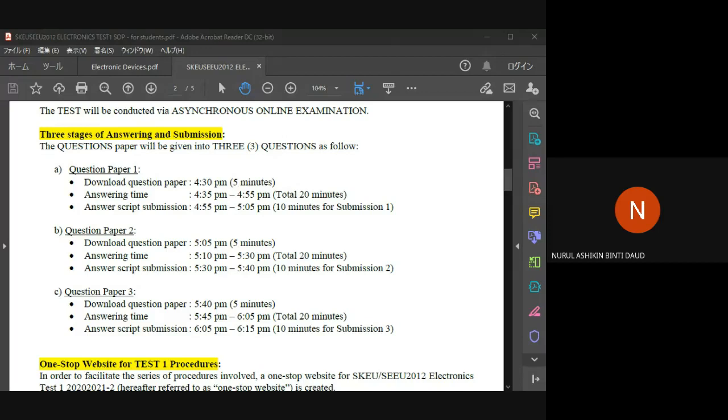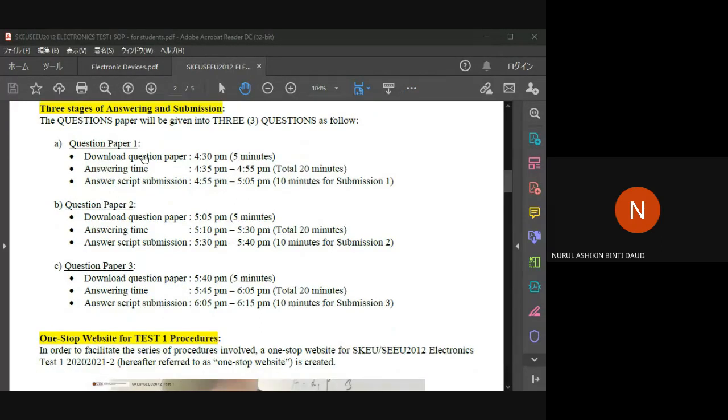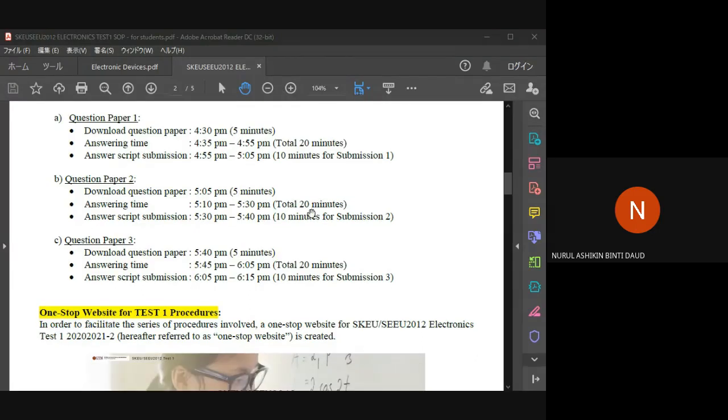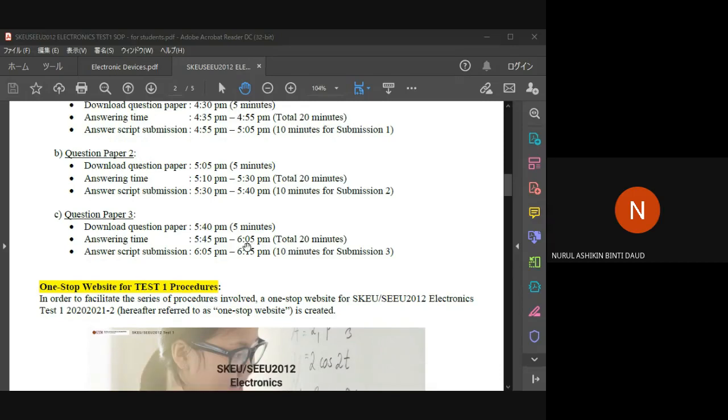For those who just joined, I'm just going through a little bit about the SOP for the test. Be careful about the duration of the time. For paper 1, you are only allowed 20 minutes to answer the questions. For paper 2, also 20 minutes. After that you have to submit your answer, and then there will be paper 3.